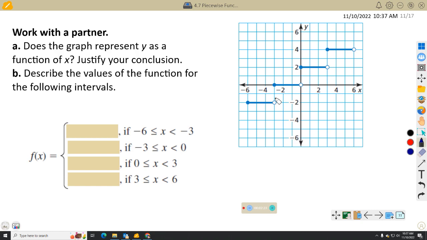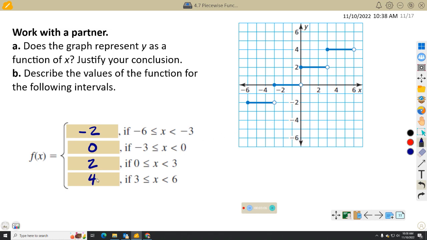Now describe the values of the function for each of the following intervals. Where x is between -6 and -3, y is -2. If x is between -3 and 0, y is equal to 0. If x is between 0 and 3, y is equal to 2. And finally, between 3 and 6, y is equal to 4.